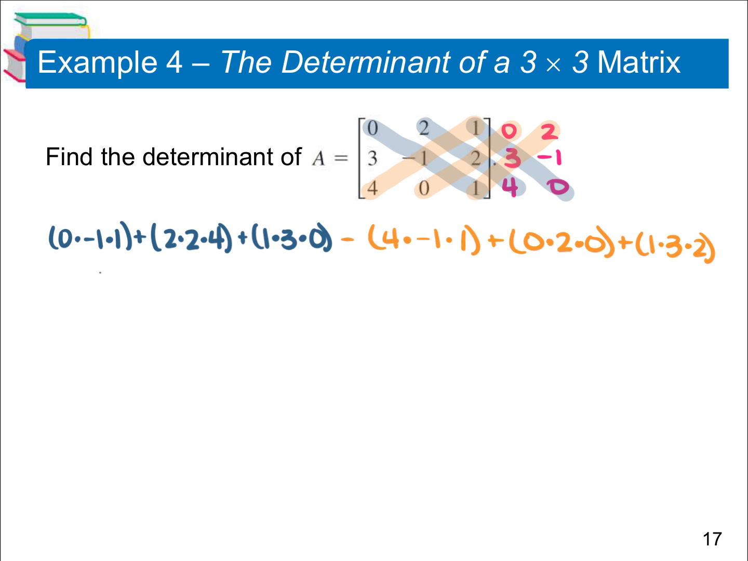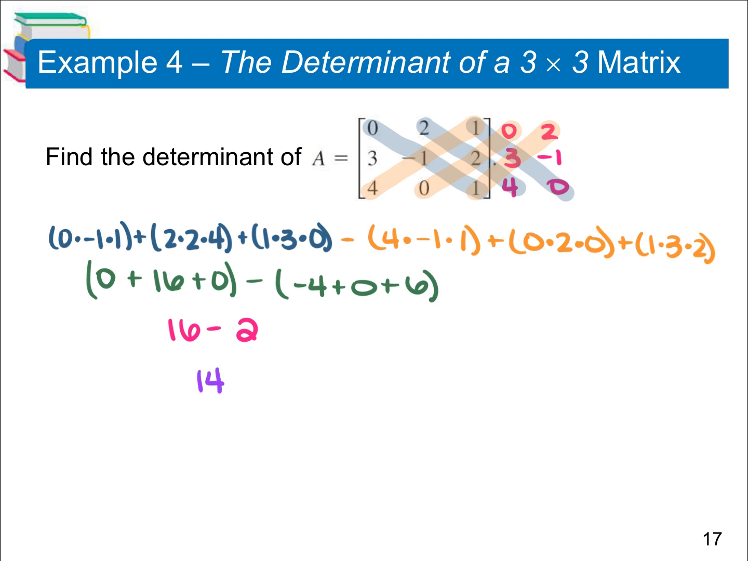We're going to simplify this to get 0 plus 16 plus 0 minus negative 4 plus 0 plus 6. This will then simplify to give you 16 minus 2, which means your determinant is 14.